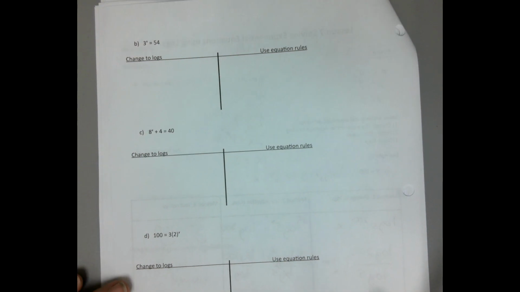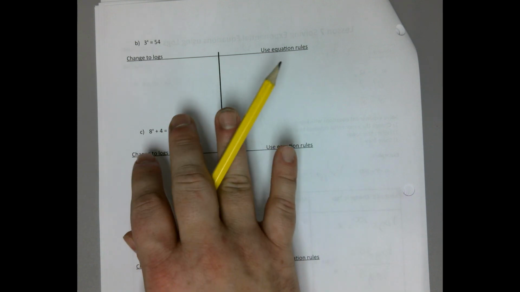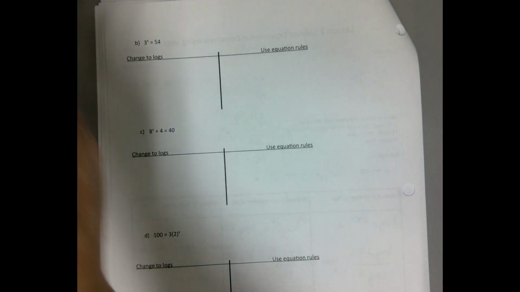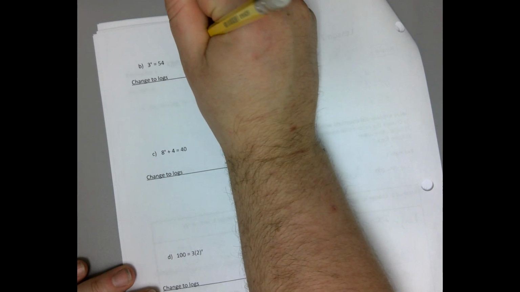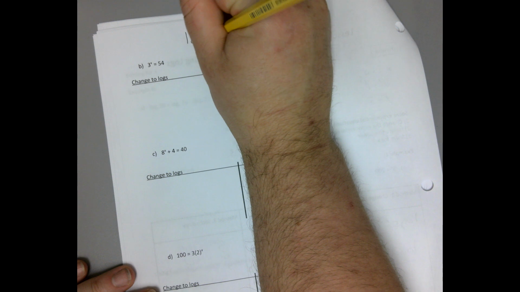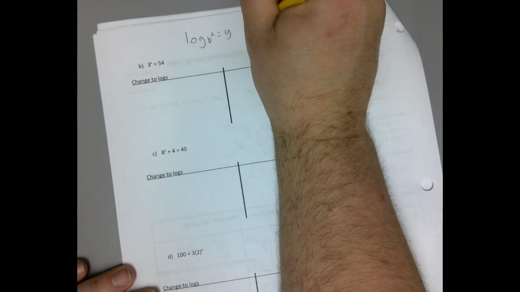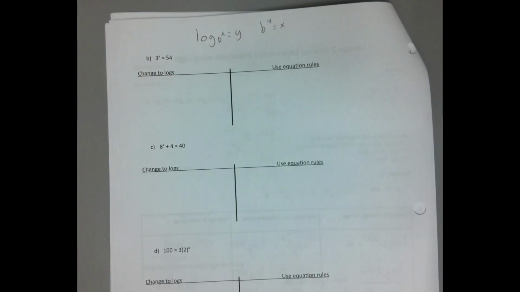So let's look at how we do 3^x is equal to 54. The first method I want you to look at is changing it to logs first. Just remember, this is on your formula sheet too. We have log base b of x is equal to y, which means b to the power of y is equal to x.